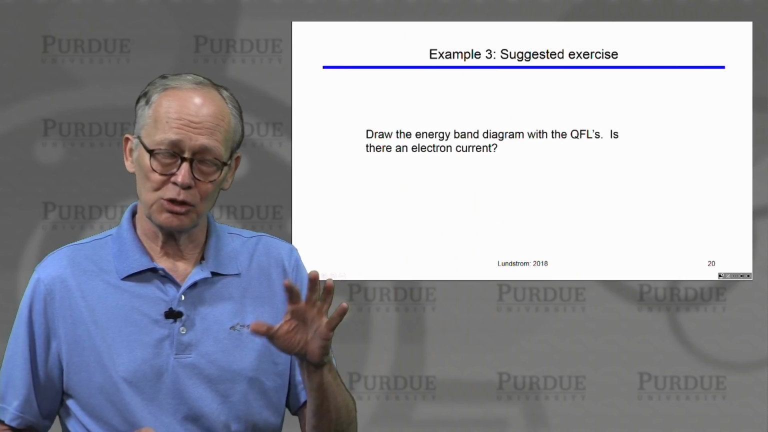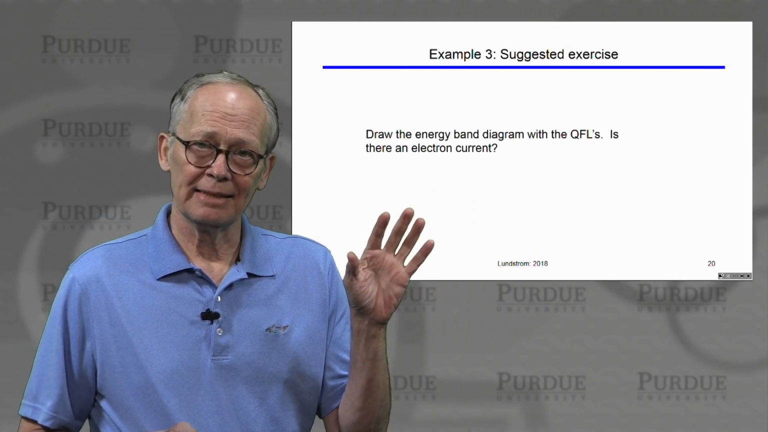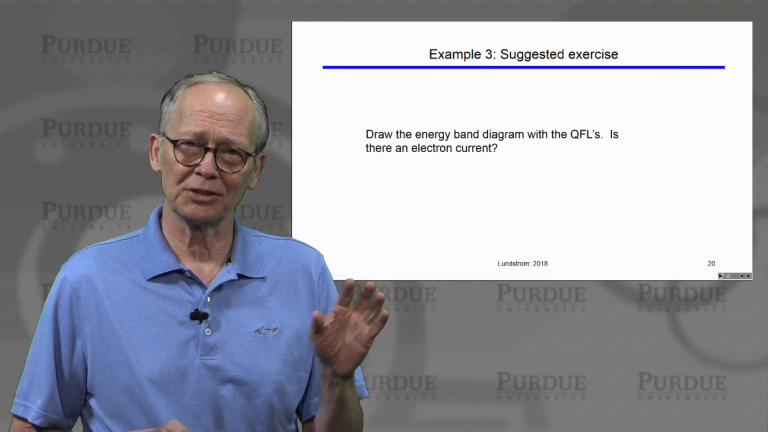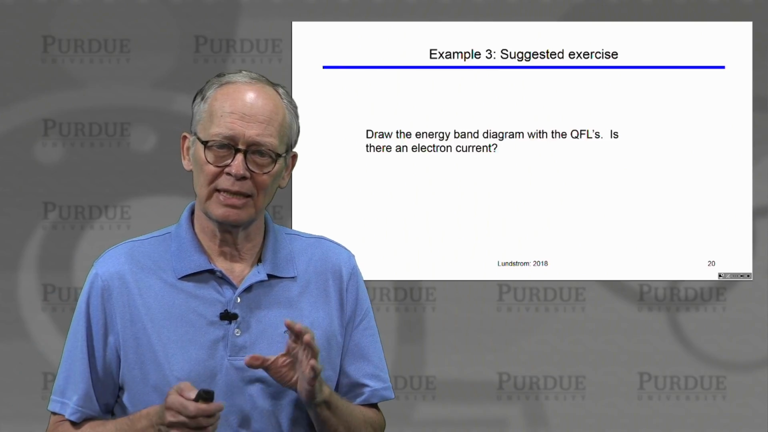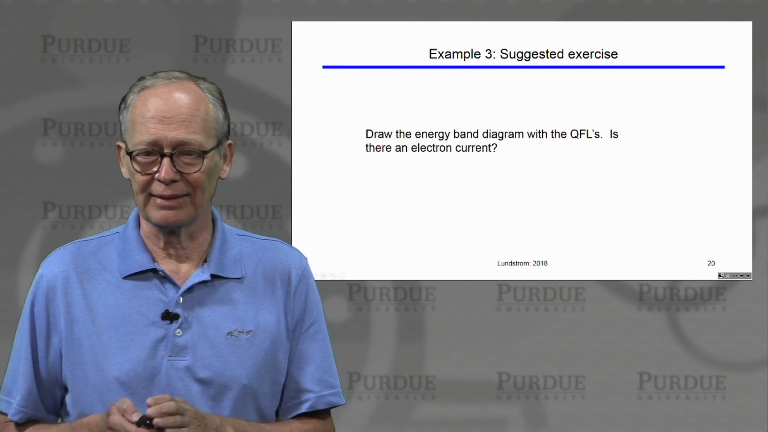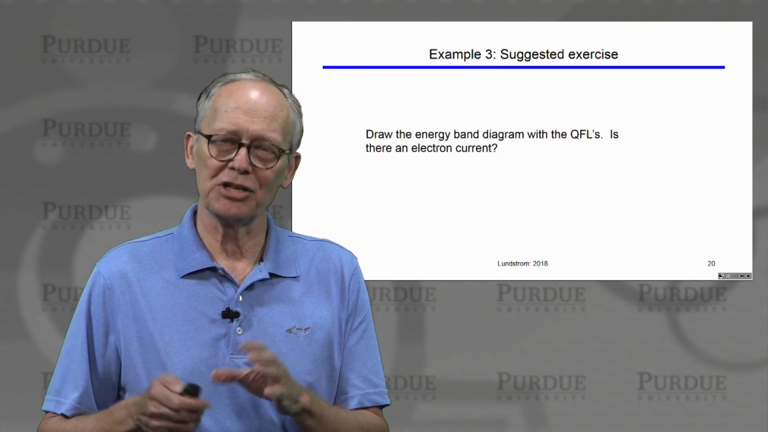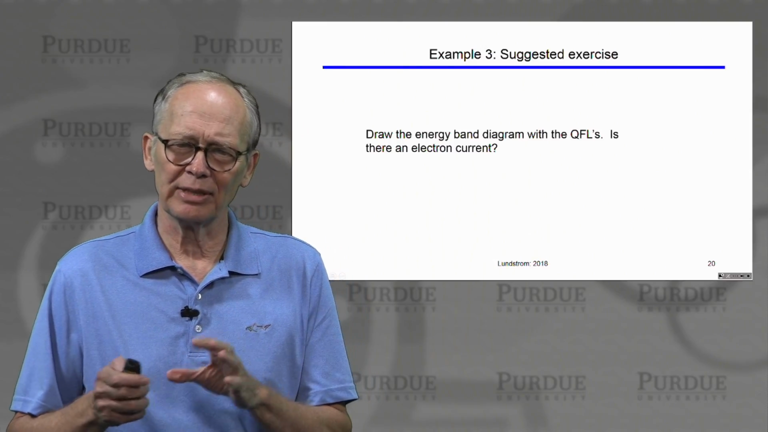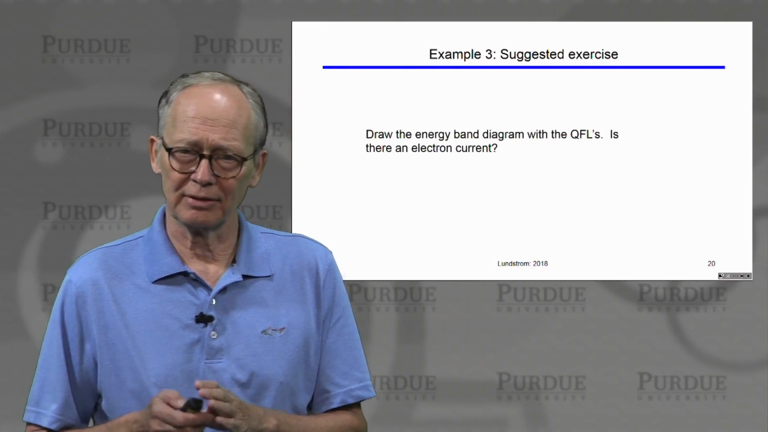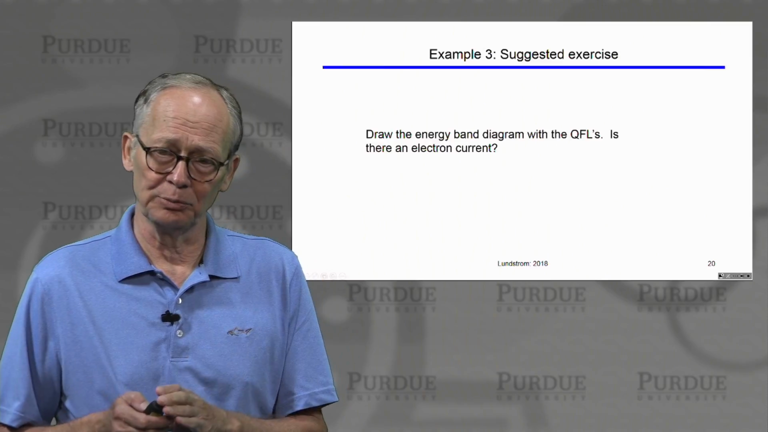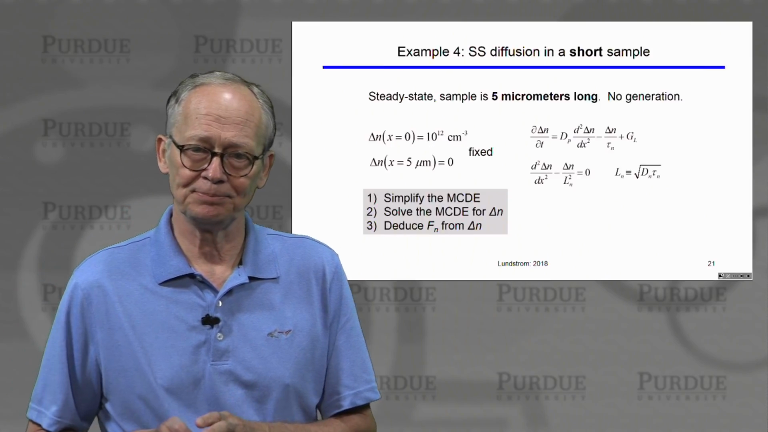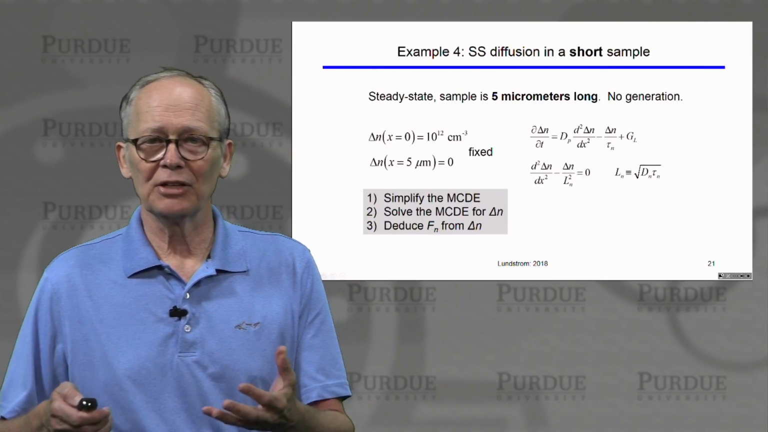All right, now, you could also translate that minority carrier electron concentration into a quasi-Fermi level and plot that on an energy band diagram. I'll encourage you to think about doing that. I'll give you an example in just a few minutes where I'll show you how we can do that. So let's move on to another example.